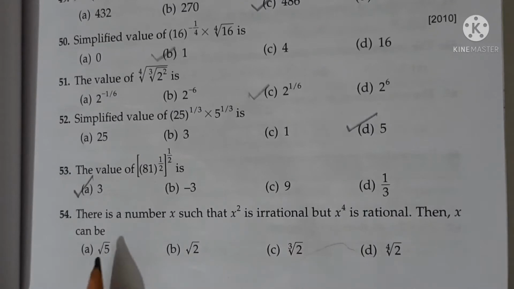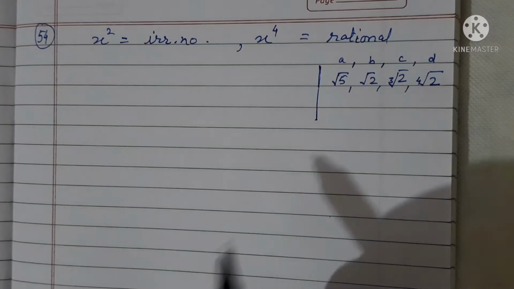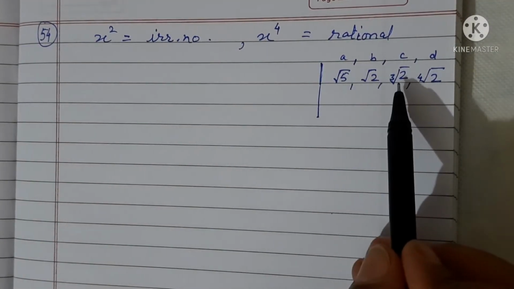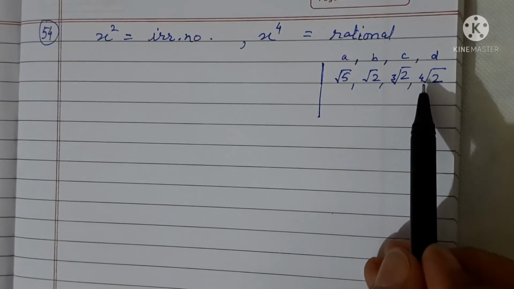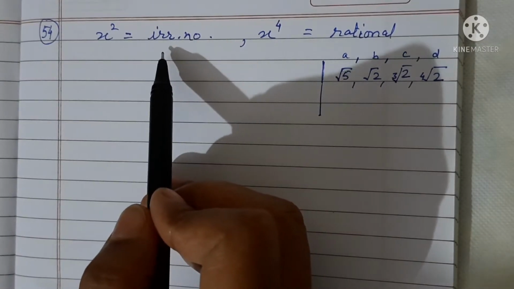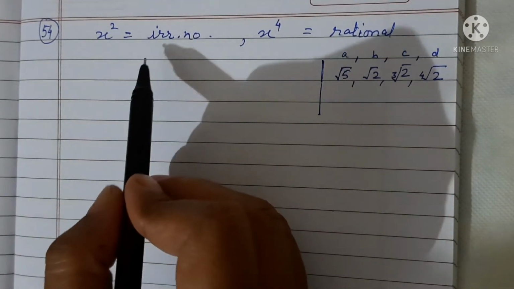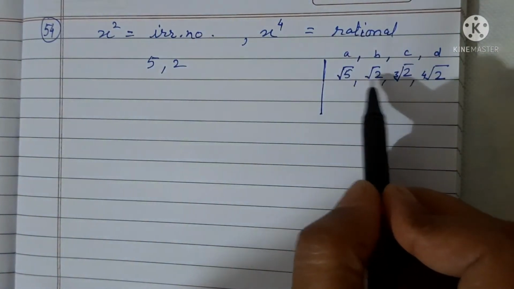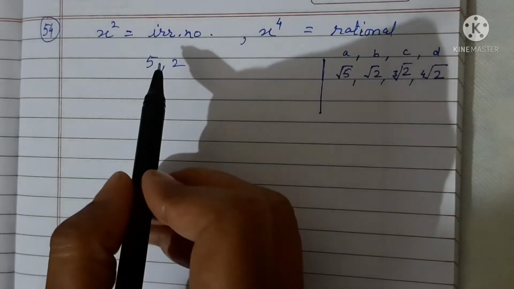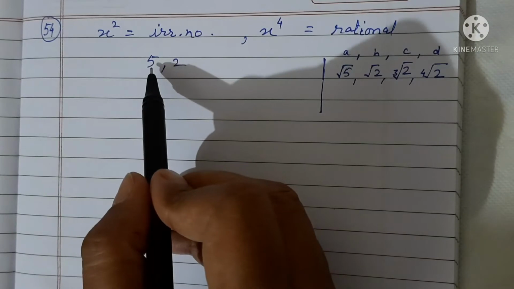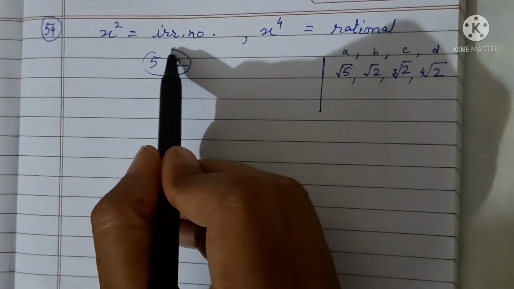For solving we will use the numbers 5 and 2. Now watch carefully the options A, B, C, D: under root 5, under root 2, cube root 2 and fourth root 2. It means our x square is an irrational number. It will not be in the form of 5 or 2, only 5 and 2 are being used. So we are taking that x square will not be 5 and 2 because these numbers are rational.